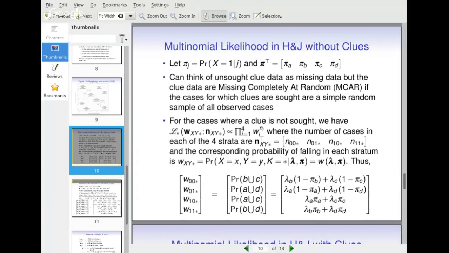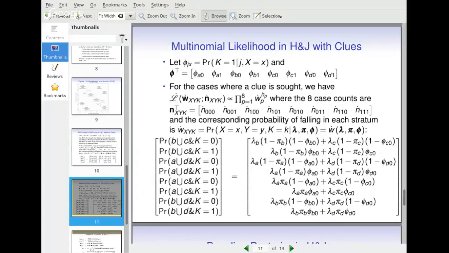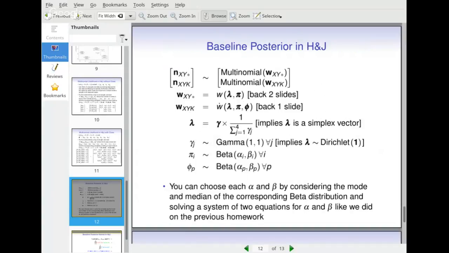So we have a likelihood for the cases where the clue is not sought, which is a little bit simpler. And then we have a likelihood for the cases where the clue is sought, which is definitely more tedious, but it's not like we're talking rocket science here to evaluate the thing on the right. It's just algebra. It's not even algebra. It's like evaluating an expression with random variables that we have beliefs about. All right. So with those two things together, we cover the likelihood. And now all we need are priors.